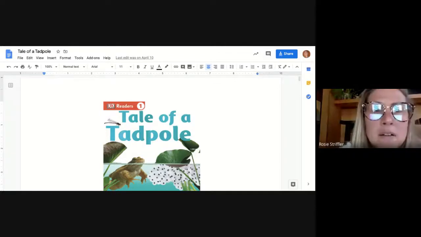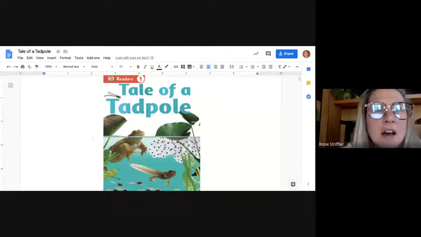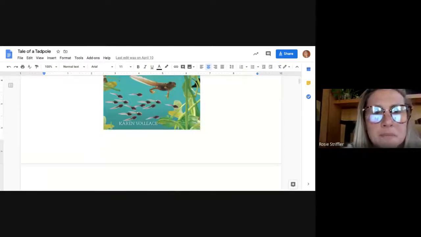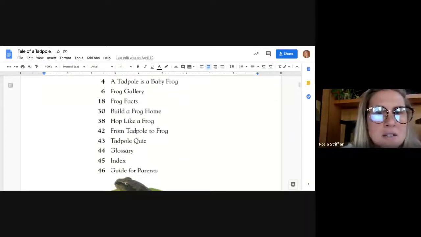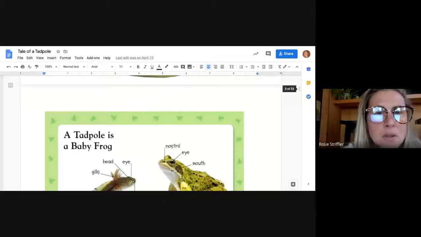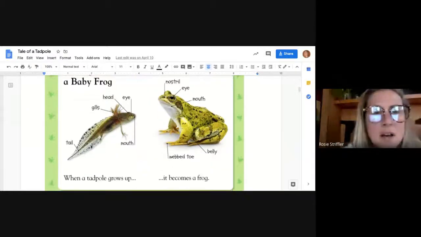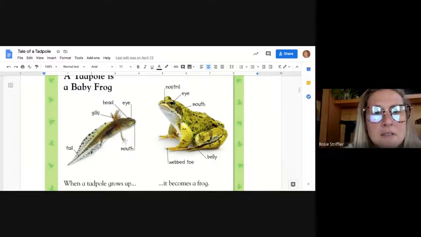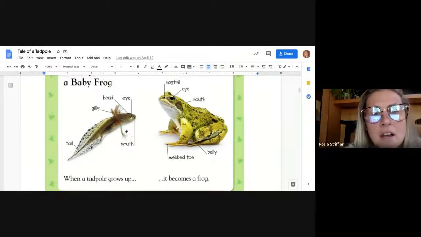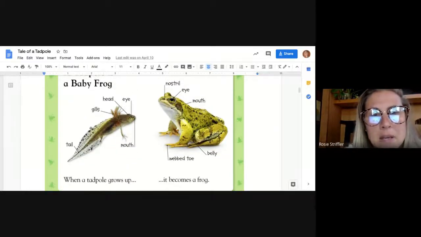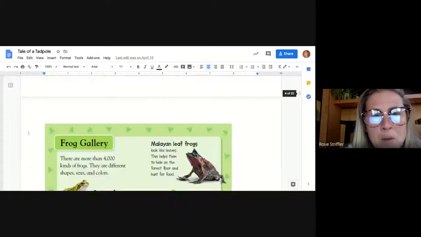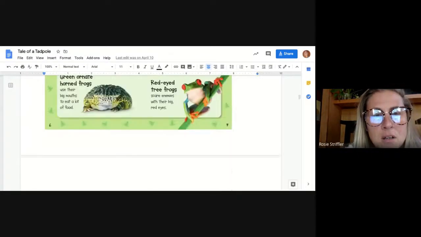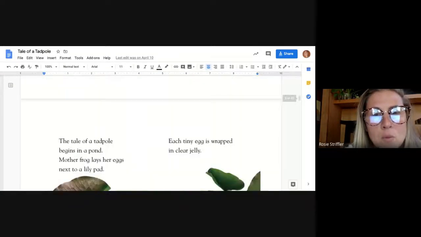So we're going to go back. Tale of a Tadpole by Karen Wallace. This is the table of contents that tells us everything that's in this book. These are scientific pictures of a frog, and then we have a baby frog and an adult frog, okay? With all those labels. These are all different frogs from around the world.